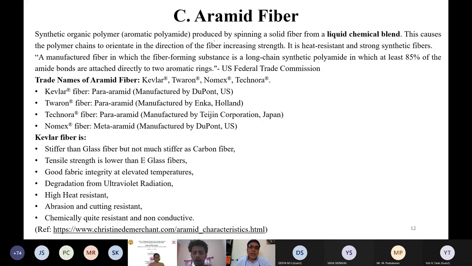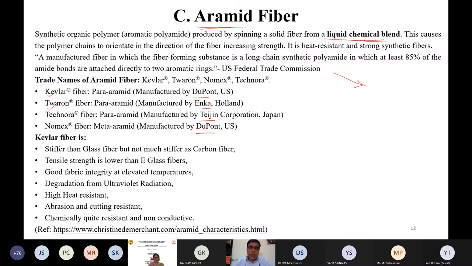The third category comes under aramid fibers. Most of the aramid fibers are formed by liquid polymer blends. That means you have some kind of polymers, some liquid chemicals. Those chemicals, when they are extruded in a thin wire form, give you different materials like Kevlar, Twaron. These are all developed by these vendors and extensively utilized, particularly for anti-ballistic properties.